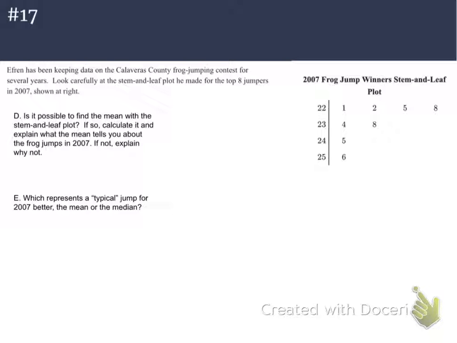So first, is it possible? Well, do we have all the singular data points? Because we need to add them together and divide by how many numbers there are. Do we have all the single data points? We do. It's 221, 222, 225, etc. So we're good in that department. So we should be able to figure it out. And do we know how many numbers there are? Yeah, there's 1, 2, 3, 4, 5, 6, 7, and 8. So yes, it is possible.